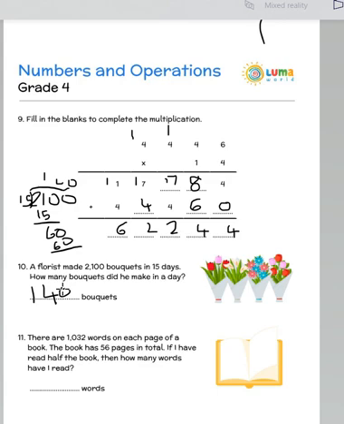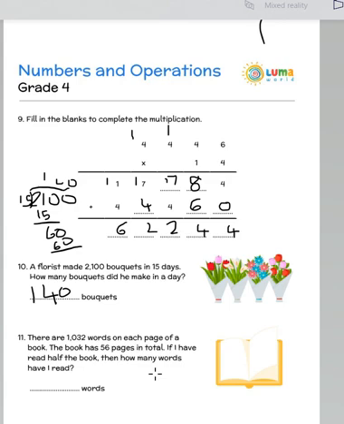And the next one, there are 1032 words on each page of the book. The book has 56 pages in total. So if I have read half the book, then how many words have I read? Remember, you have 1032 words which are there. Now you need to find out in 56 pages how many words are there and then divide it by 2.